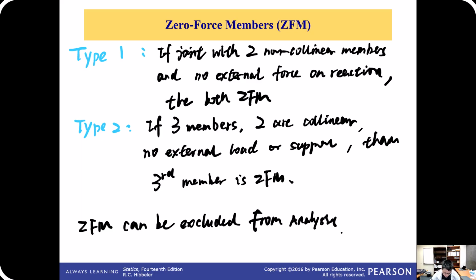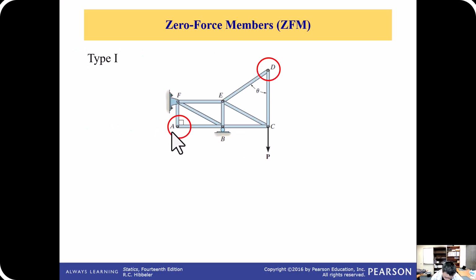Let's see 2 examples of zero force members. For type 1, joints A and D are both joints with 2 non-collinear members, and there is no external force or reaction. So both of the members are zero force members. Therefore, we can remove those 4 members in the analysis. After the removal, the truss is much more simplified.